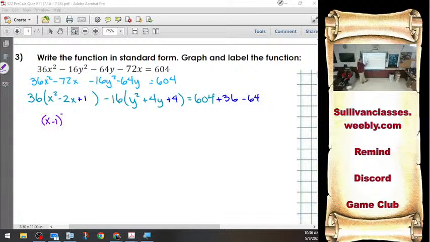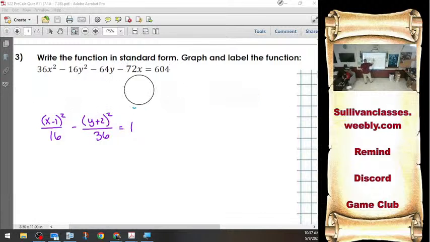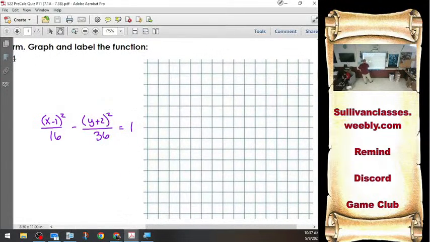X minus 1, the quantity squared, minus y plus 2, the quantity squared. Okay. So 604, what's that, minus 640, 545, 76, divided by each, should be each, 16 and 36 respectively. Okay. All right, I've got my hyperbola. Okay, I'm going to get rid of this part so I can go over to my grid. There we go.